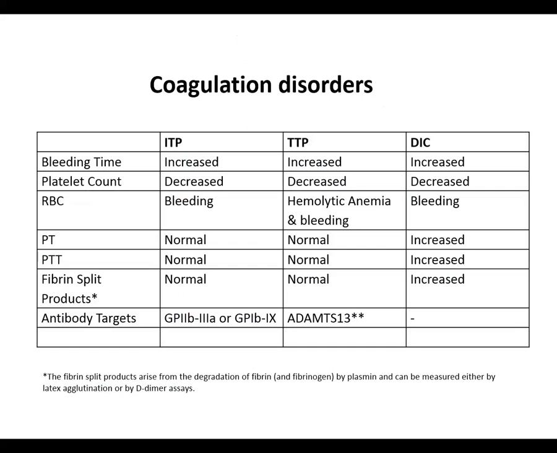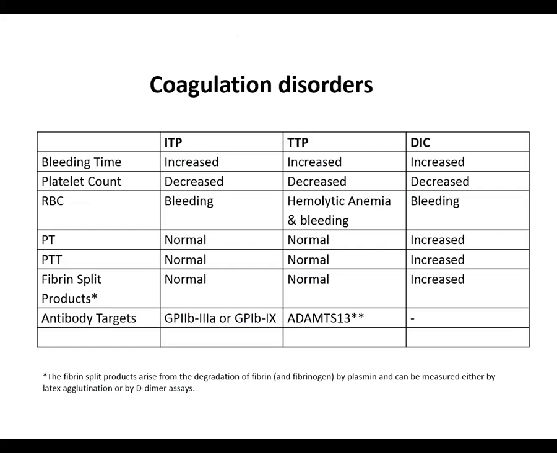In the case of thrombotic thrombocytopenic purpura, the antibody is directed against ADAMTS13, leading to increased high molecular weight von Willebrand factor and microthrombi. The microthrombi cause microangiopathic hemolysis and blood loss, both of which lead to anemia.